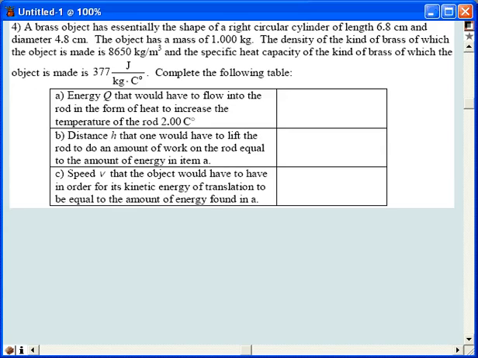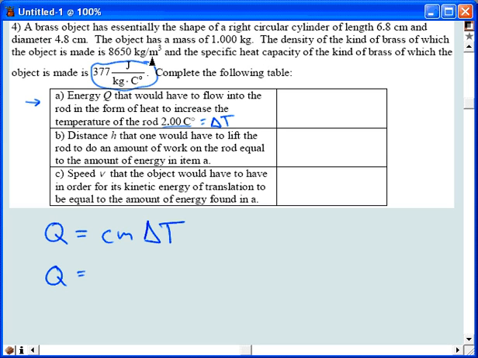SAC 135 problem number 4. This first part, I want the energy Q that would have to flow into this rod to increase the temperature by 2 degrees. Well, we'll just use our relation, essentially a definition of specific heat. Q is equal to c m delta T, where delta T is given as 2 Celsius degrees, and c, I think, is given. It looks like everything's given. Density is there. Specific heat capacity, that's what we need right there.